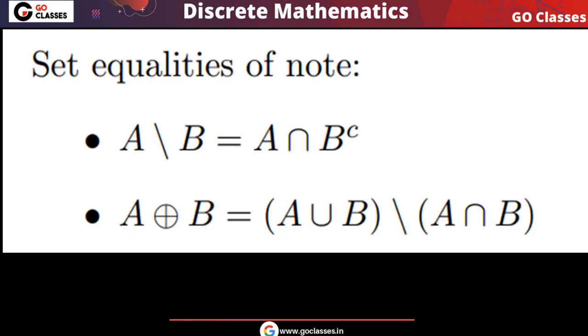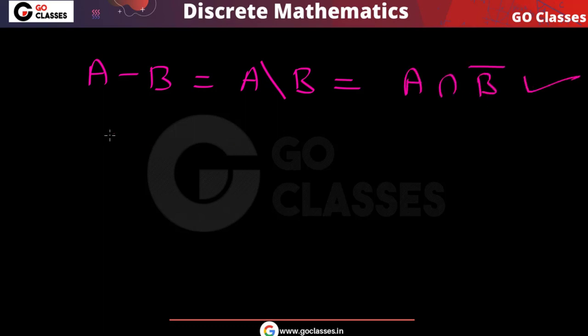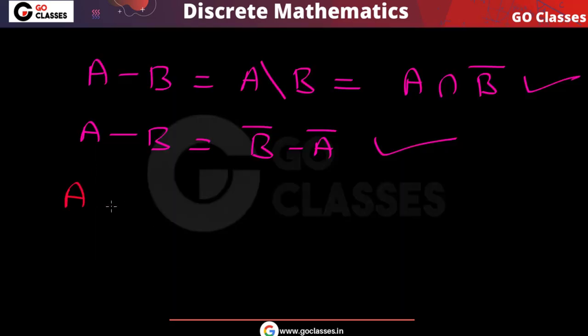All the rules we have seen, and these two are also important; we have already seen them. What is the set difference? A minus B is another symbol, and it simply means A intersection B complement. Also we know that A minus B is the same as B complement minus A complement. This we have seen in the last video. And what is symmetric difference? This is the symmetric difference, A exclusive or B, which basically means (A minus B) union (B minus A).